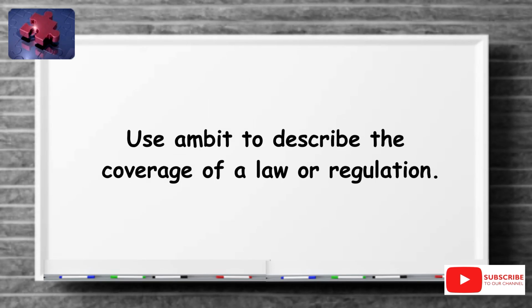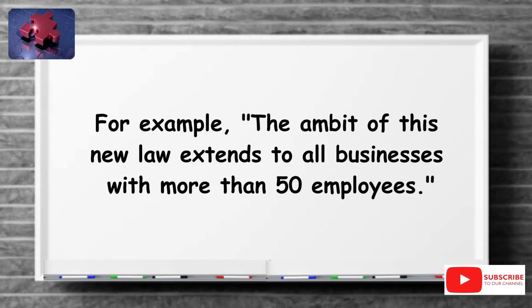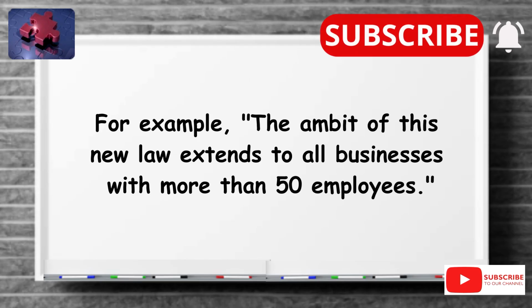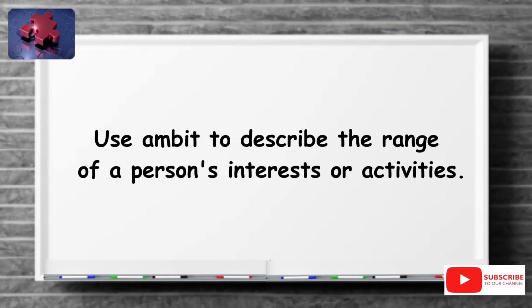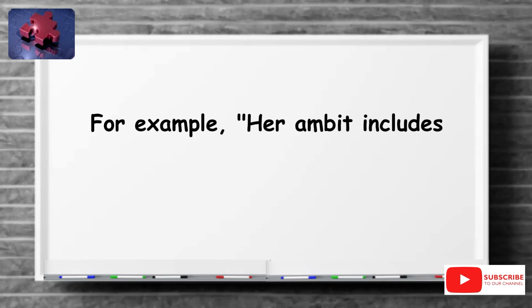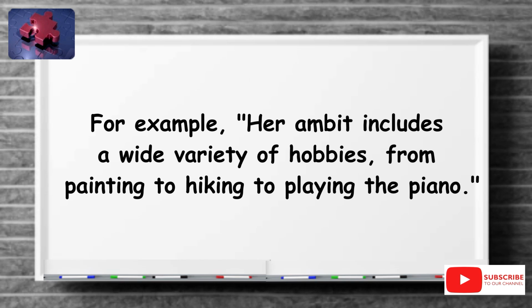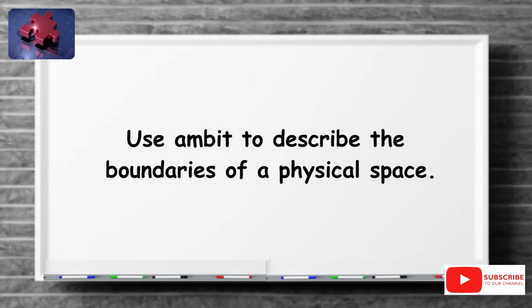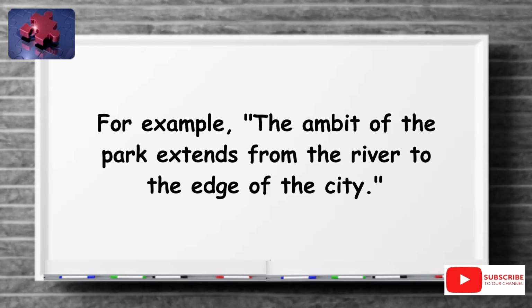Use ambit to describe the coverage of a law or regulation. For example, the ambit of this new law extends to all businesses with more than 50 employees. Use ambit to describe the range of a person's interests or activities. For example, her ambit includes a wide variety of hobbies, from painting to hiking to playing the piano. Use ambit to describe the boundaries of a physical space. For example, the ambit of the park extends from the river to the edge of the city.